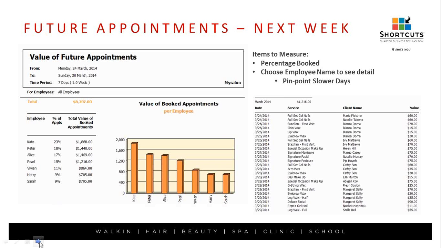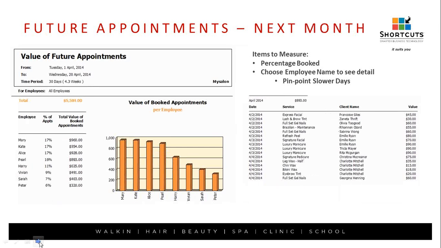So just to show you our monthly one as well. The monthly one gives you an idea of how we're doing for the month. So we might be having a quiet week, but overall for the month we might be doing really well. It also gives you a rough idea if people are rebooking in for appointments. So therefore your monthly one is always going to be higher. Brilliant. So that's our future appointments report.